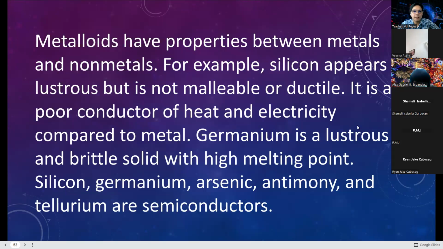Metalloids have properties between metals and non-metals. For example, silicon appears lustrous or dull in form, but it is not malleable or ductile. It is a poor conductor of heat and electricity compared to metal. Germanium, for example, is a lustrous and brittle solid with high melting point. Silicon, germanium, arsenic, antimony, and tellurium are actually semiconductors. They have the property of a metal and the property of a non-metal, so this is a good material for your electronic parts and electronic devices.